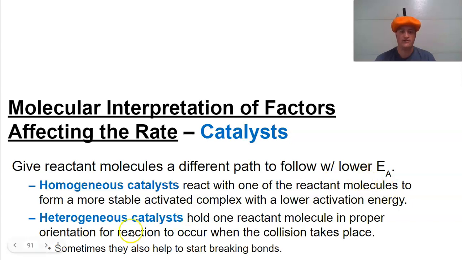Back to here. Heterogeneous catalysts hold one reactant molecule in a proper orientation for a reaction to occur when the collision takes place. Sometimes they also help to start breaking bonds. That's a little less common. The idea is that they hold something in an organized way in order for a collision to take place.